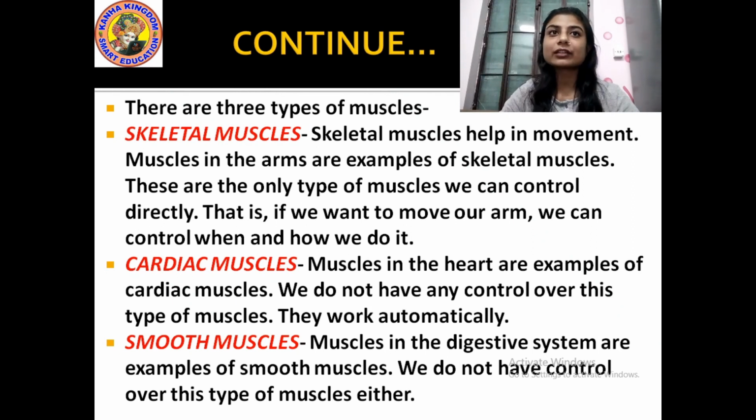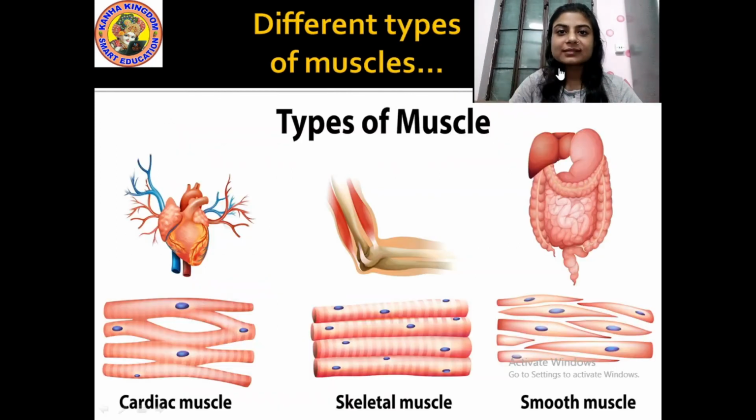So students, there are three types of muscles: skeletal muscles, cardiac muscles and smooth muscles. In the next slide you will see the picture. These are the different types of muscles. Skeletal muscles are the muscles of your arms and legs. Cardiac muscles are the muscles of your heart. And smooth muscles are the muscles present in your stomach.